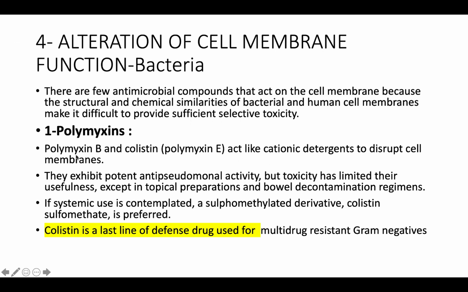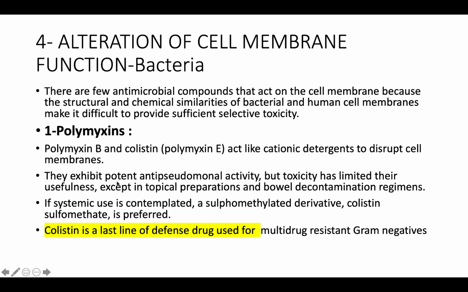يعني فكر فيها شو بيعملوا هذولا؟ They disrupt the cell membrane, بيعملوا holes in the cell membrane زي perforins, and then cause the cell to die. So they are very highly toxic. They have potent anti-pseudomonal activity, but they are still high toxicity. Their systemic use is contemplated.